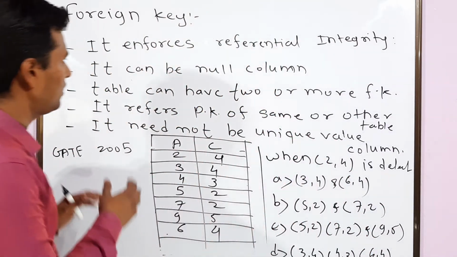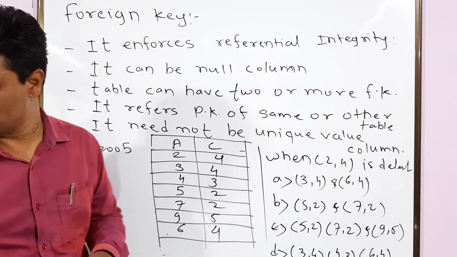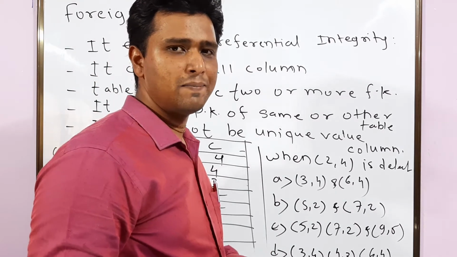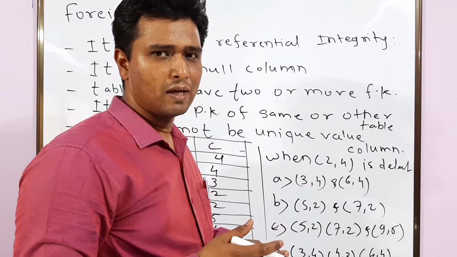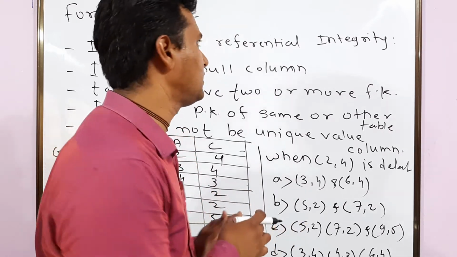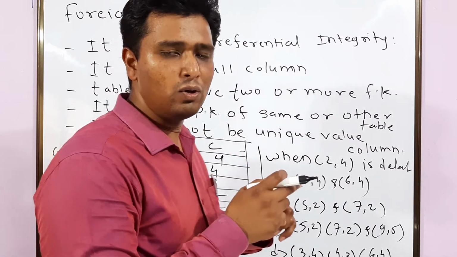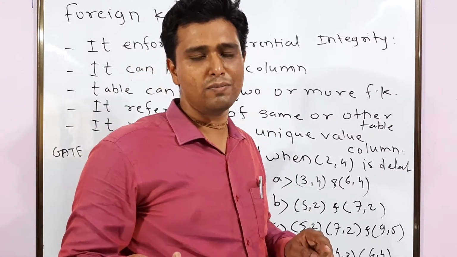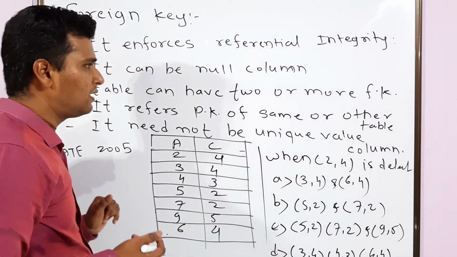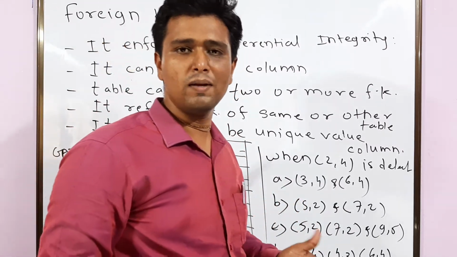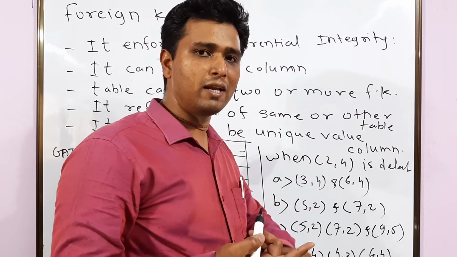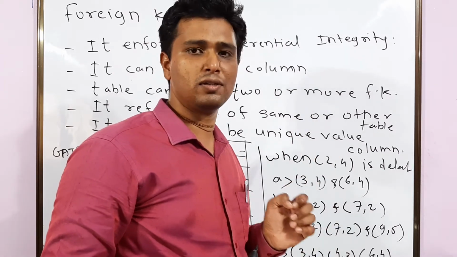Now, look at the first point. It enforces referential integrity. So what is the meaning of referential integrity? It is referencing another key of another table, and that key is a primary key. Always a primary key only can be a foreign key, because it is unique. A foreign key can be a null column, but a primary key cannot be null, and a foreign key is always a primary key of some table. That is the truth.